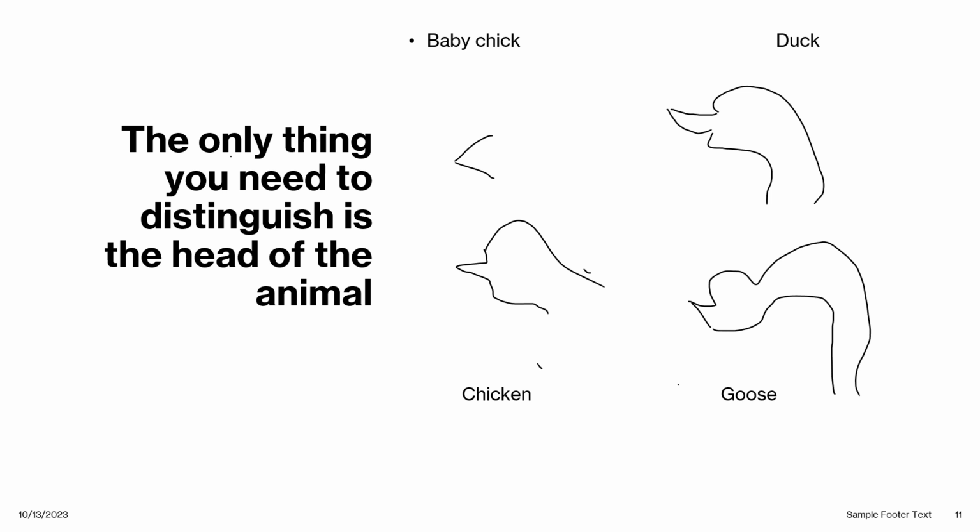Now, the only thing you really need to distinguish after you get these basic shapes down is the head of the animal. And as you can see here, just with the light pencil, I can kind of draw down, if I only ate chicken or I only ate duck or I only ate goose, it would be easy for me to depict or tell somebody that, here, I only eat goose. Do you have a goose for me?